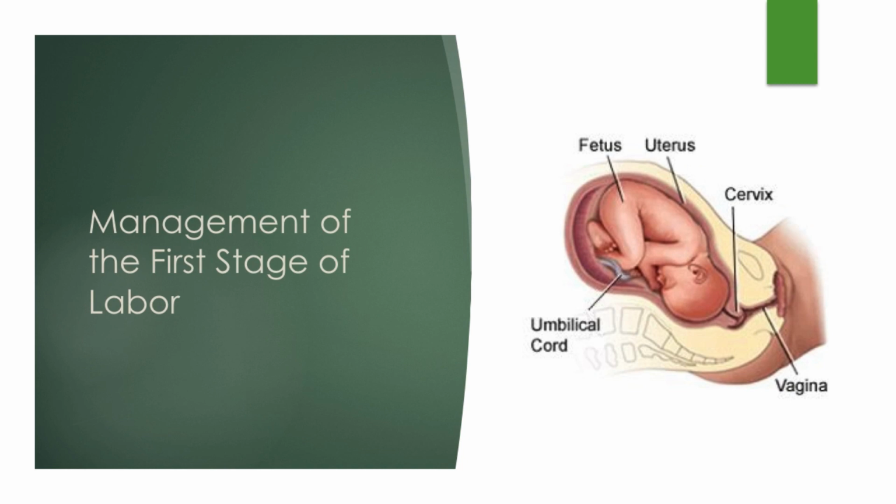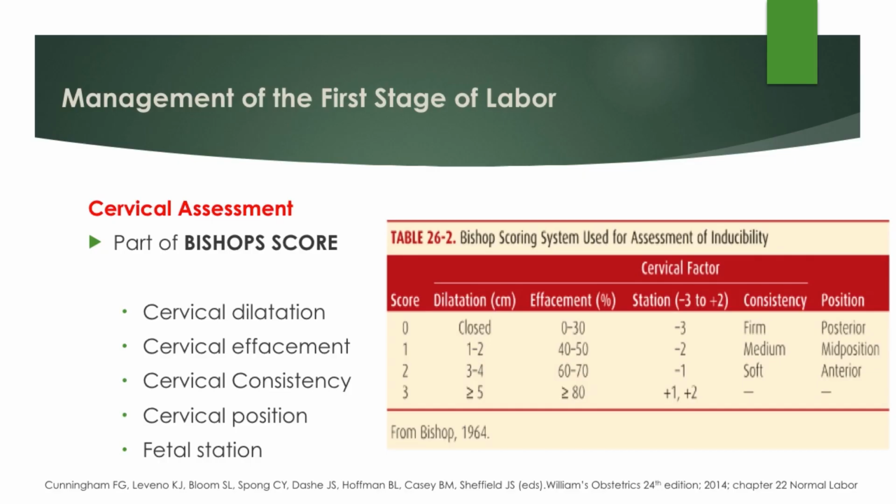So we go now to the management of the first stage of labor. So first is a cervical assessment. And when we assess the cervix, we usually assess many parts like the cervical dilatation, effacement, consistency, position, and fetal station. And all 5 of these components are part of what we call Bishop scoring, such as seen here in this table.